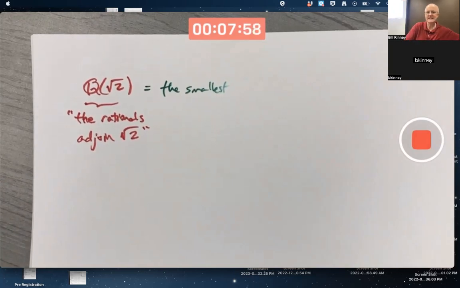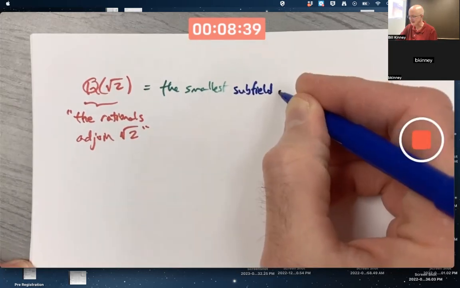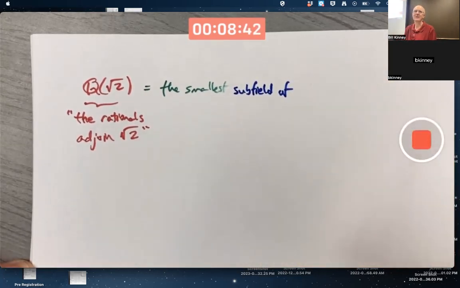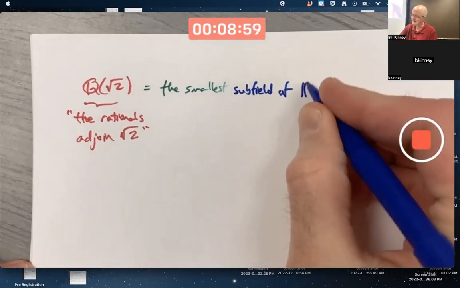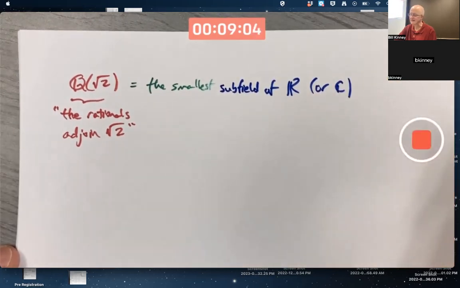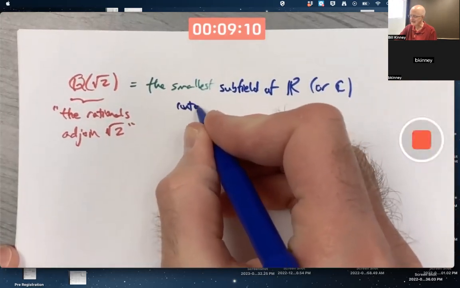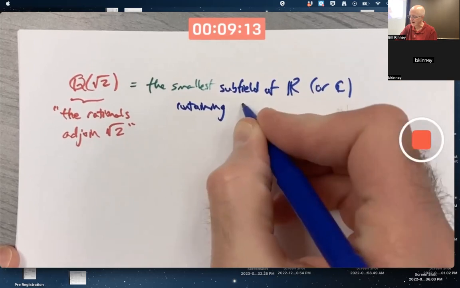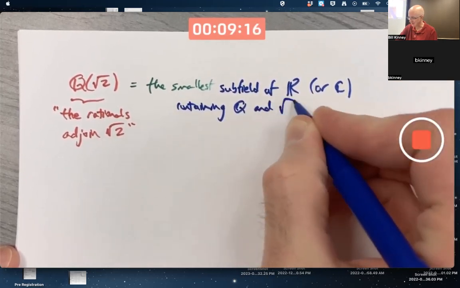The smallest subfield of what? There's lots of things you could choose here. You could pick the real numbers. You could pick the complex numbers. You could pick some other field, actually, even. The most common thing to probably pick here is the real numbers, or the complex numbers, C. The smallest subfield of the real numbers or the complex numbers containing the rationals Q and the square root of 2.